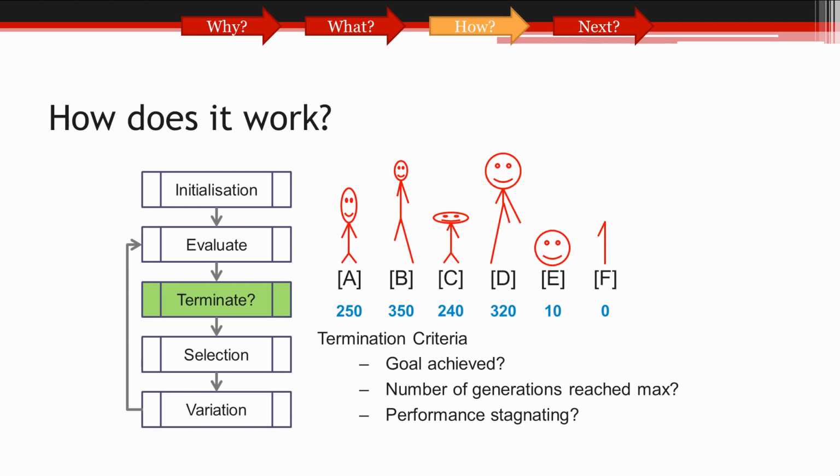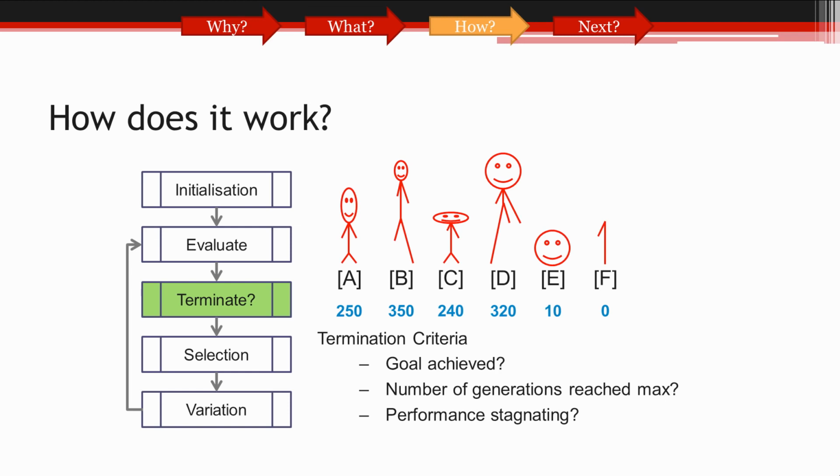The first one is whether the goal has been achieved. So maybe we have an ideal fitness score in mind, and we'll check our solutions at every generation to see if any of them have made it. If so, we'll stop. Otherwise, we'll continue.